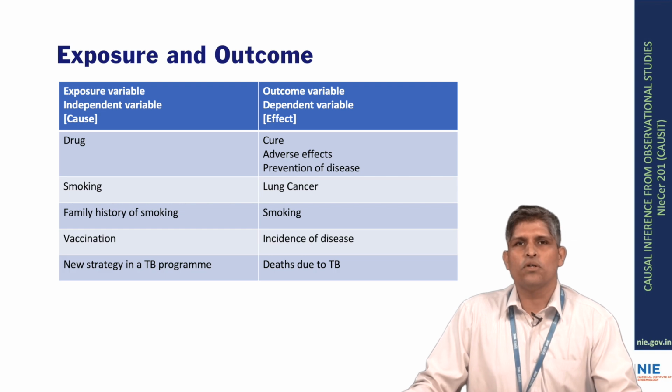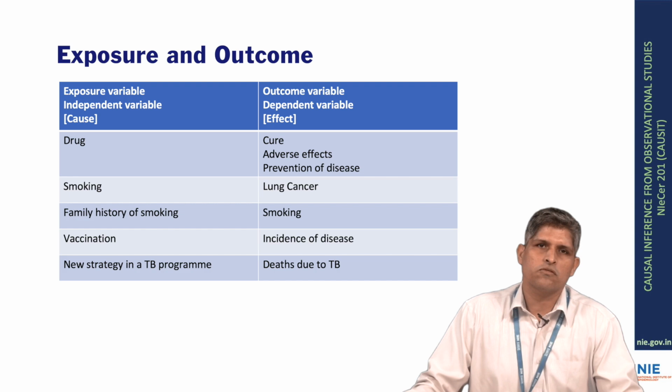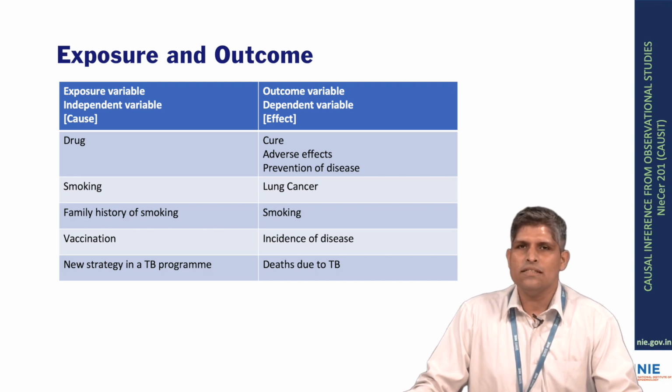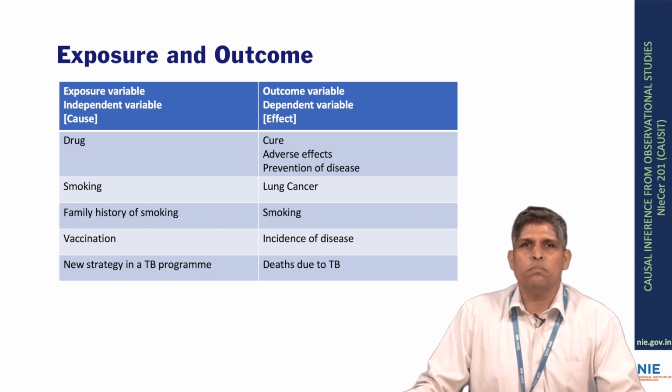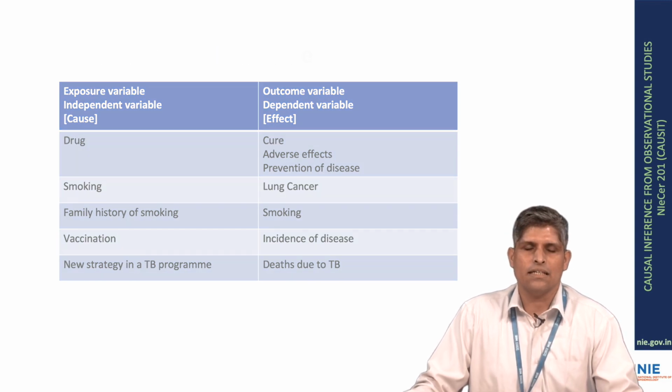The second point to note is that a variable may be an exposure variable in one setting and in another setting it may be an outcome variable. For example, smoking is an exposure variable when we consider smoking and lung cancer. However, smoking here is an outcome variable if we consider family history of smoking and current smoking status. Please note that exposure and outcome will be commonly used during this session, and understanding what is the exposure and what is the outcome is essential when we classify study designs.